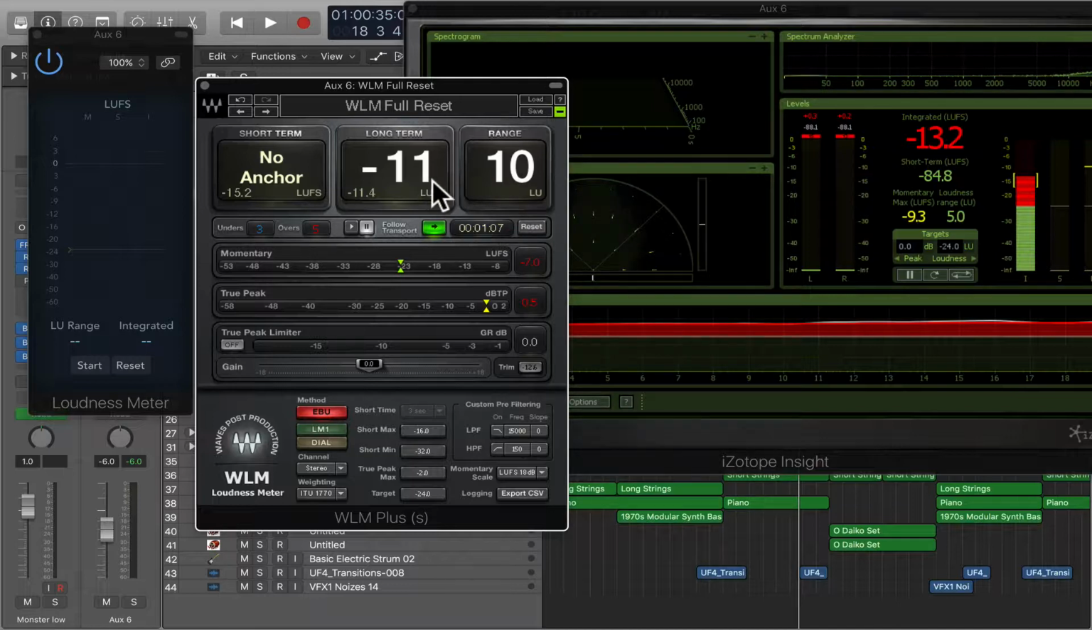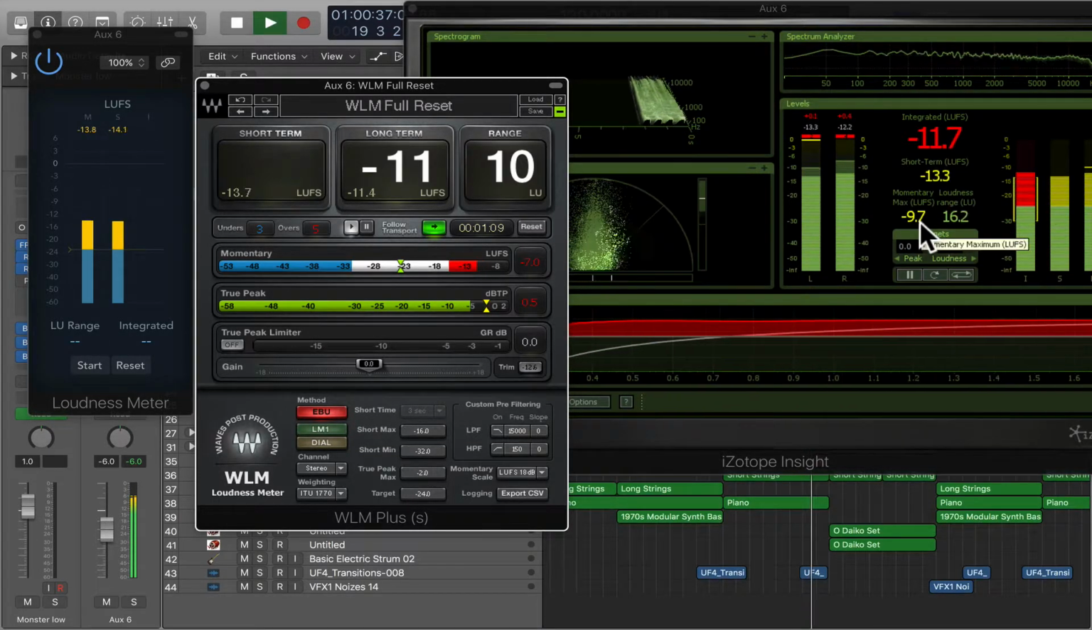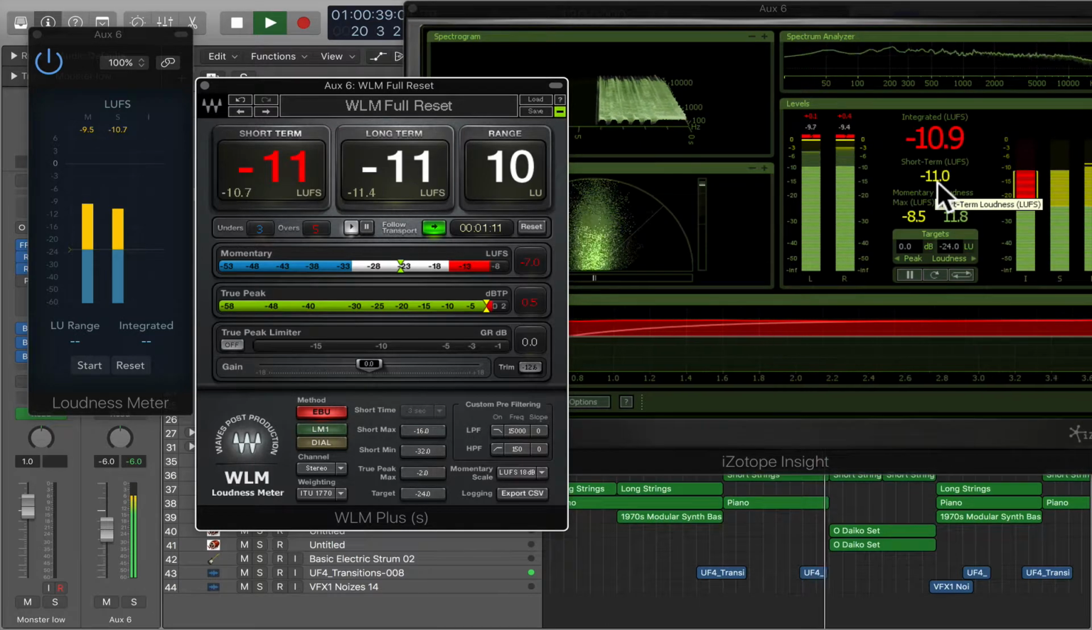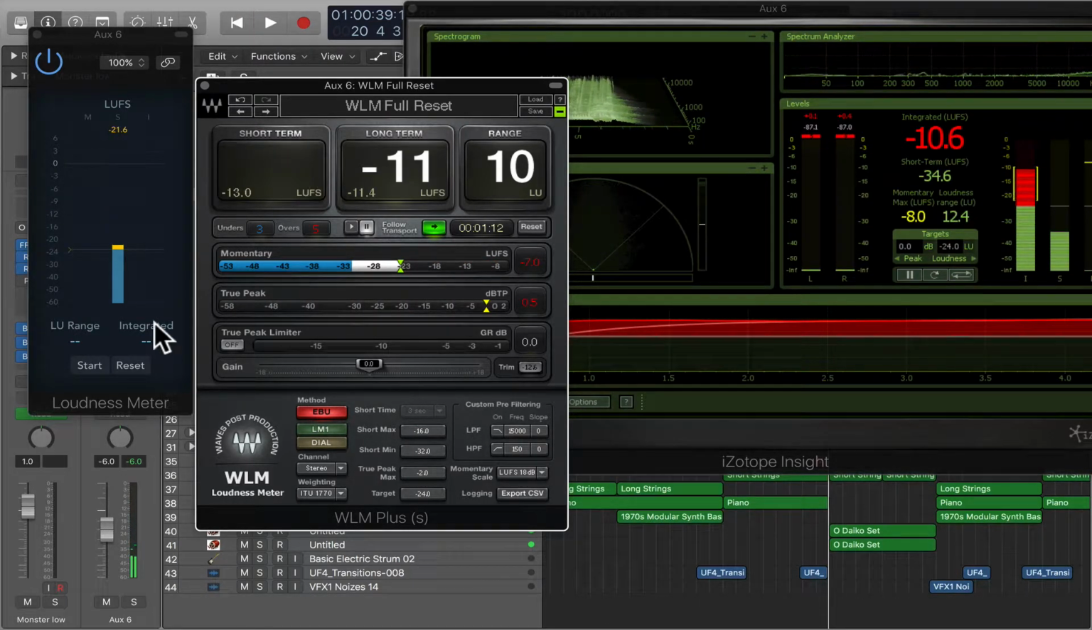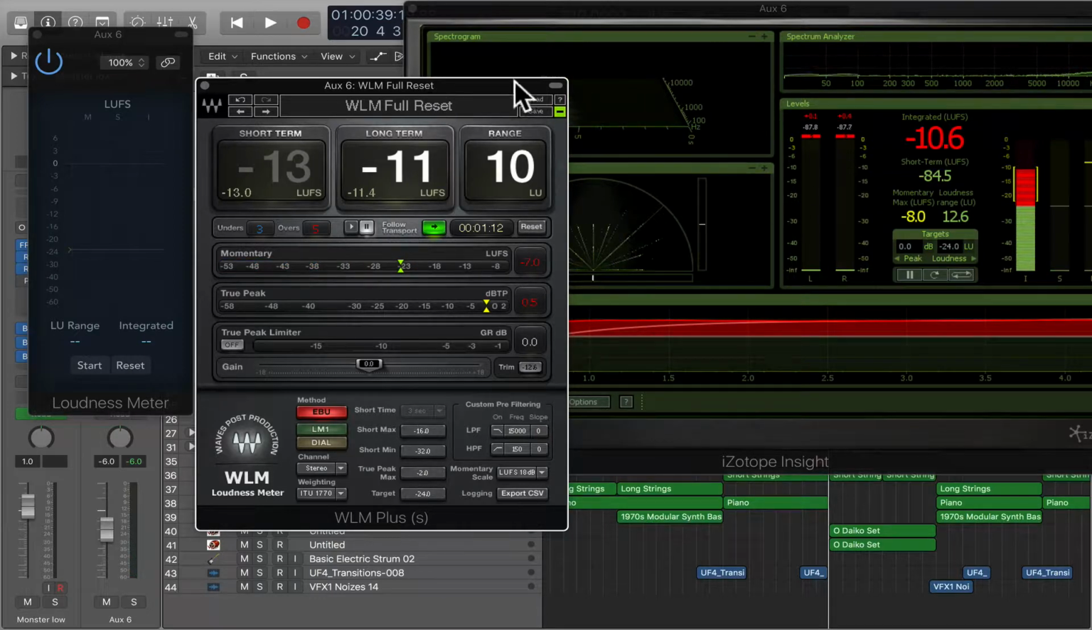Like this long term is negative 11, and this integrated is negative 13. And if you look at the momentary, or short term, this is saying... They're basically the same. They're all within the ballpark. So don't worry about it too much.